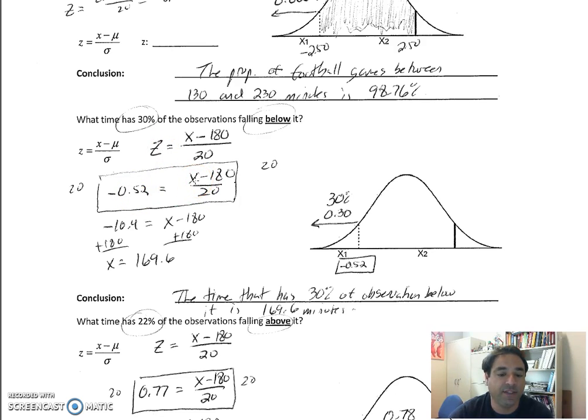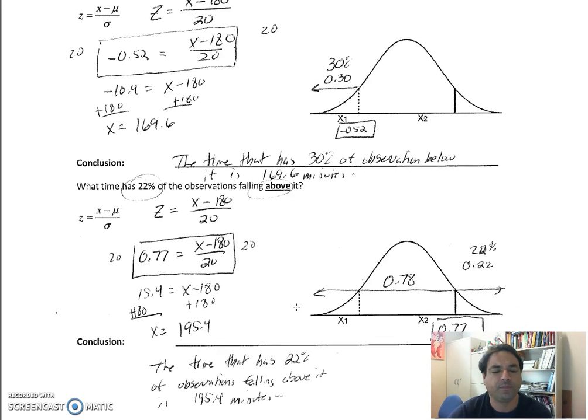Now we solve for x. To solve for x, we multiply both sides by 20, add 180 to both sides, and we find the time that has 30% of the observations below it is 169.6 minutes. Okay, let's try another one.